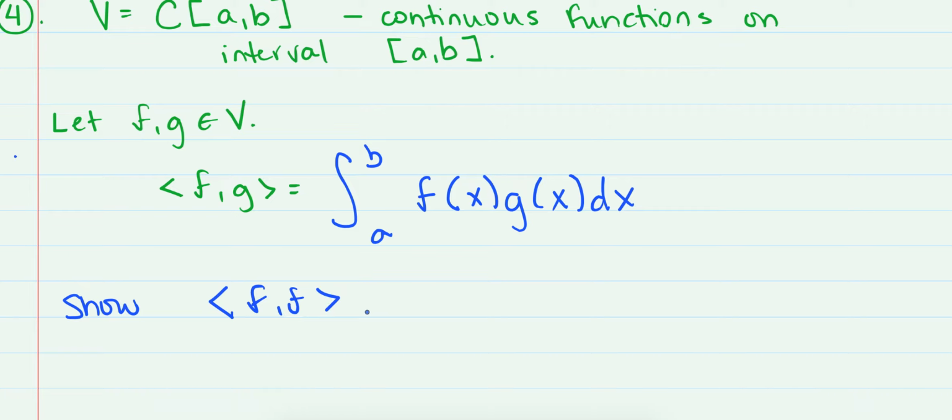So that's fine, but you also need to check that when you take the inner product of a function with itself, you are greater than or equal to 0, and it's actually equal to 0 if and only if the function itself is 0. So that's one thing you have to check.